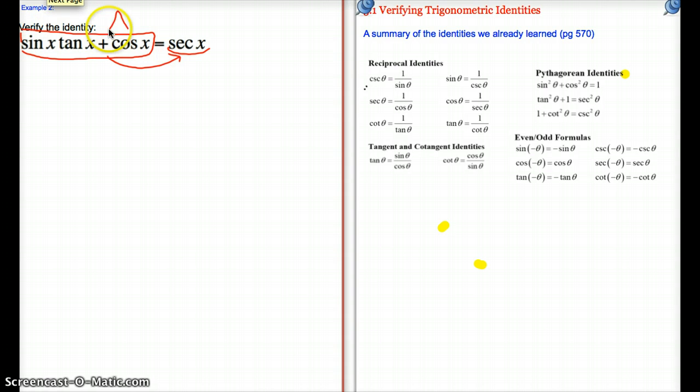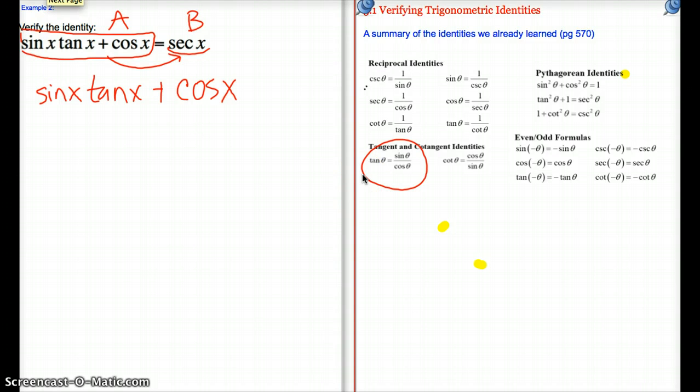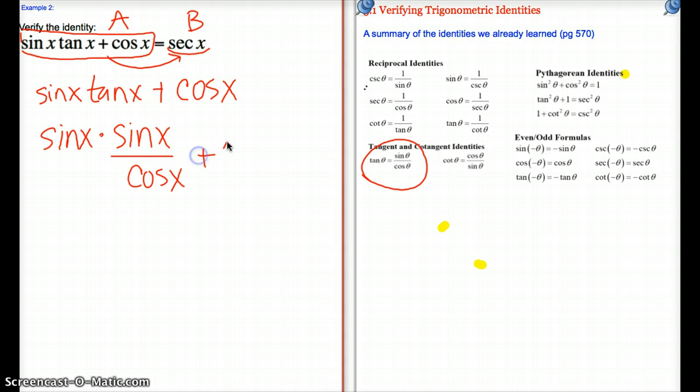So our goal is to go from point A to point B by using equivalent statements. So we're going to take sine of x, tangent of x, plus cosine of x, and convert it to secant of x. So let's start with getting rid of tangent of x. Let's make it all sines and cosines. So we're going to use this tangent identity again, and we're going to change tangent of x to sine of x over cosine of x, and leave everything else the same.